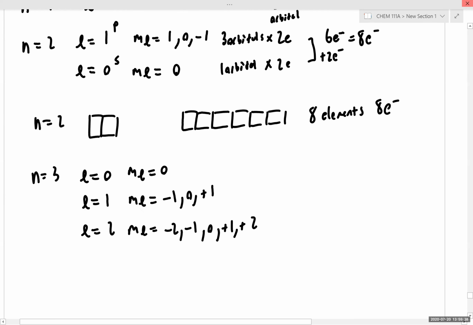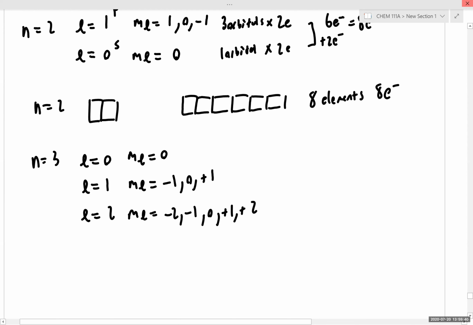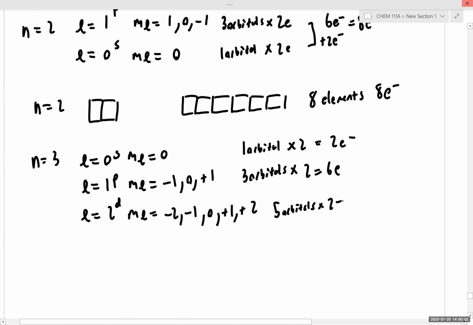Okay, so now that we have this set up, we see we have 1 orbital in our S block times 2 gives us 2 electrons. We have 3 orbitals in our P block times 2 gives us 6 electrons. In our D block, we have 5 orbitals times 2, which gives us 10 electrons. If we add this together, we get 18 electrons total in our n equals 3 shell.